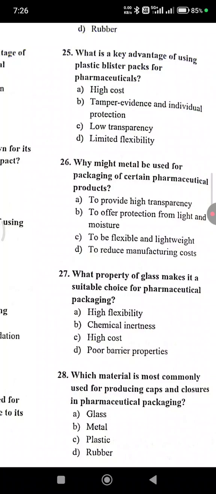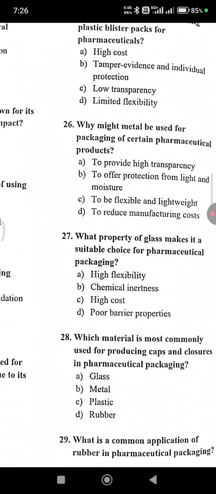What property of glass makes it a suitable choice for pharmaceutical packaging? Option B, chemical inertness. Question number 28. Which material is most commonly used for producing caps and closures in pharmaceutical packaging? Option C, plastic.